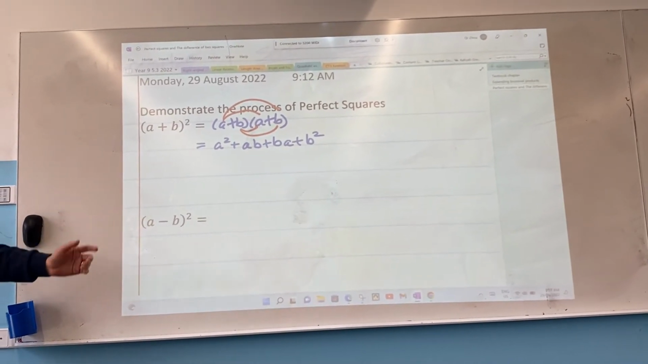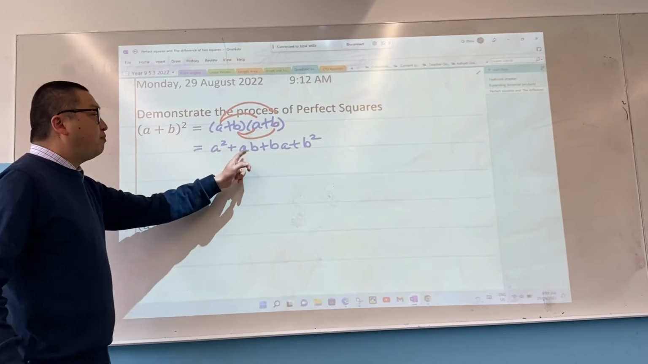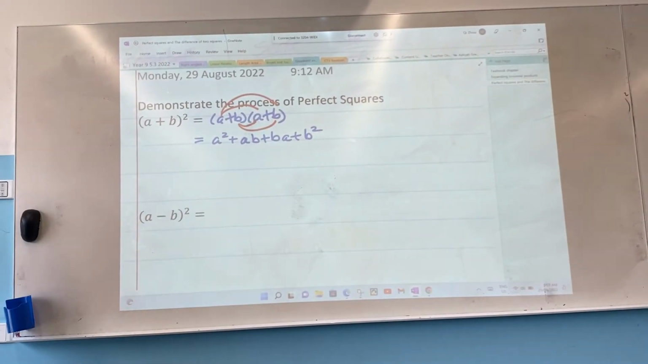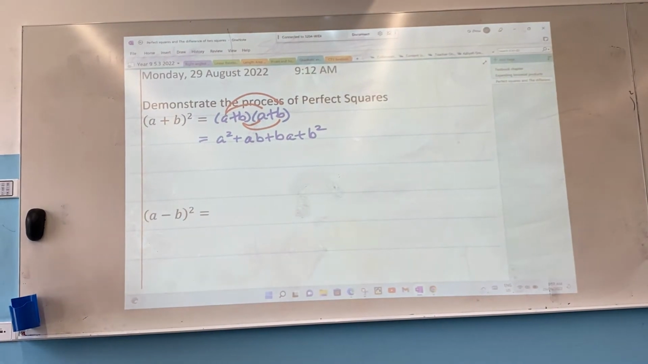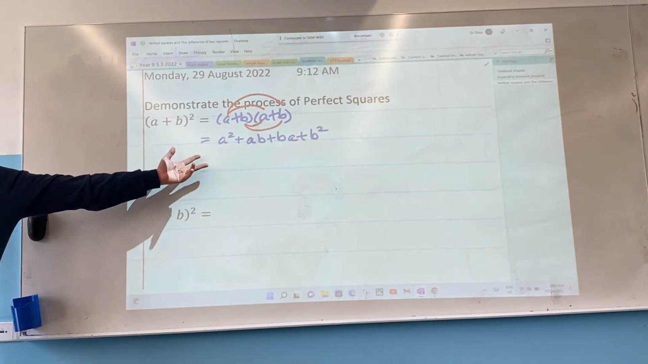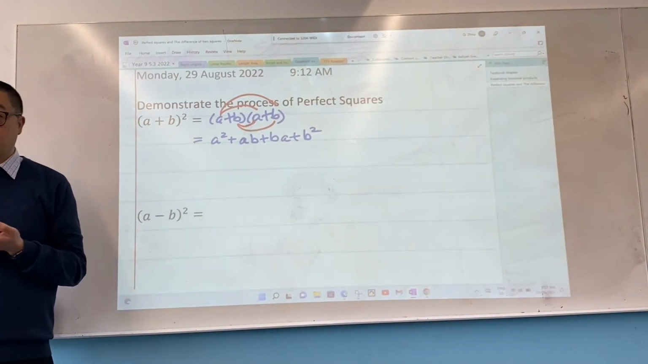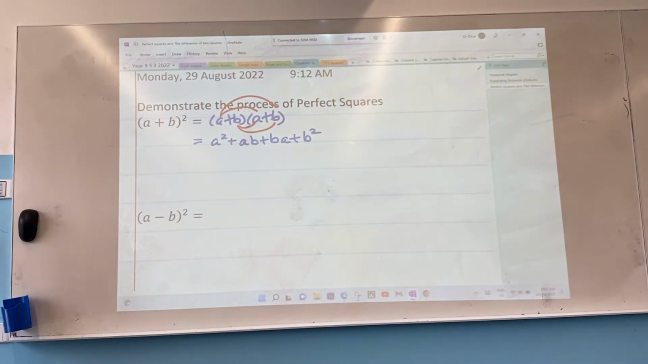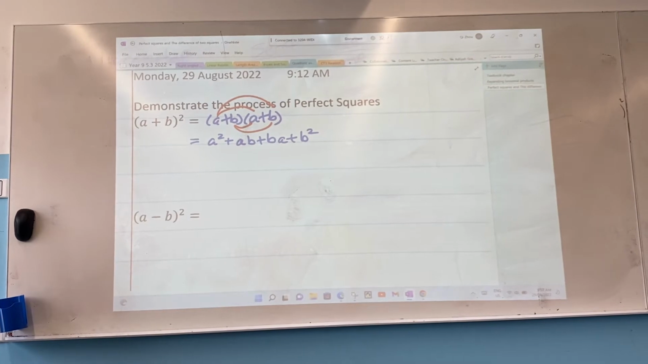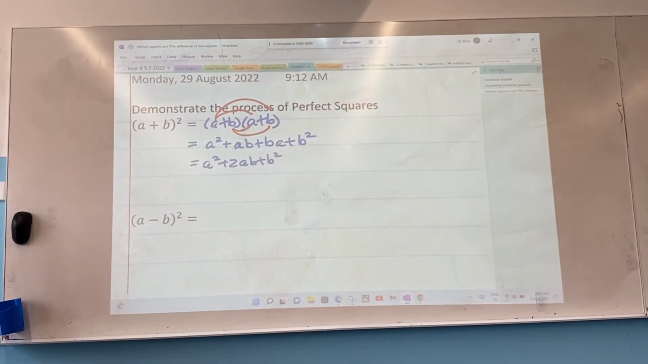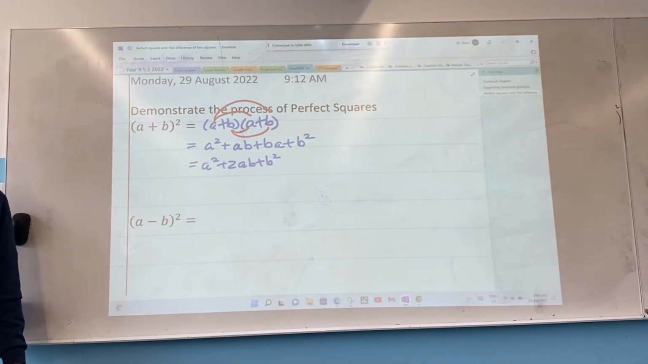Agree? Somebody tell me, ab and ba are the same thing or different thing? They are the same thing. They just look different. 2 times 3 is 3 times 2, the same thing, right? So I can combine them. So these two are like terms. Yeah? So let's do that. So we get a squared plus 2ab plus b squared. You agree? Guess what? Finish.